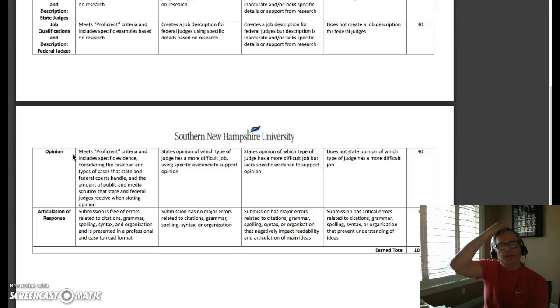So that should give you some idea as to how these two systems differ. And then your articulation of response, again, please take your time. Make sure that you have no misspellings, your grammar is correct. Take a look at your APA format. Make sure everything flows smoothly. Don't ever hesitate to use the Southern New Hampshire Writing Center. If you have any questions, they're a great bunch of folks willing to help you anytime, okay?